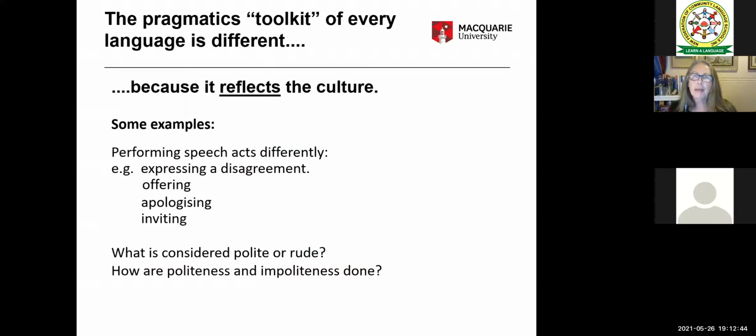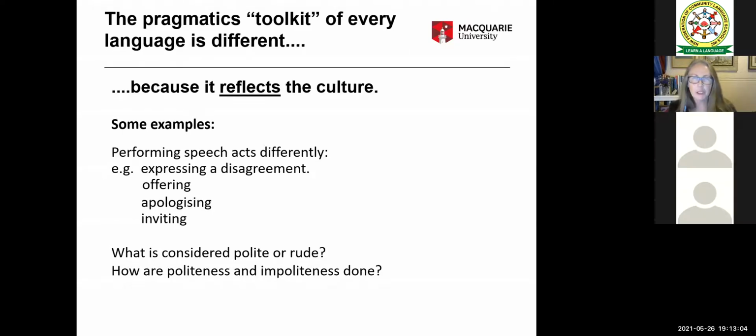So the pragmatic toolkit of every language is different because it reflects the culture. And this is things like, for example, performing speech acts differently. The speech act is when you do something with words, all right, like disagreeing or offering or apologizing or inviting.